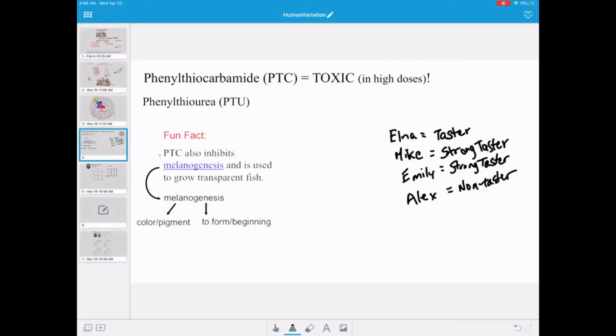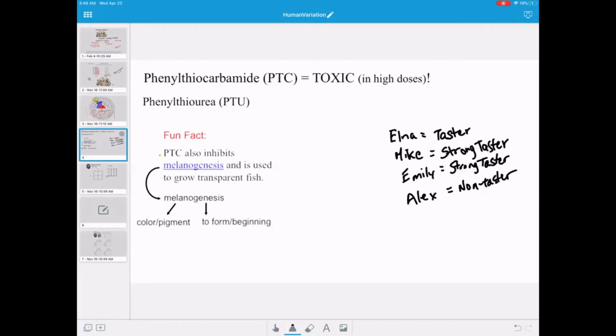It's got that kind of bitter taste to ward off animals, so it's trying to warn the animal not to eat it. Now, another name for it is phenylthiourea, and that's called PTU for short, and it's essentially the same compound, also found in different plants. Little fun fact, scientists found out that PTC inhibits melanogenesis.